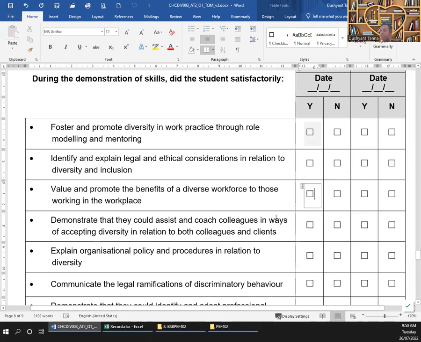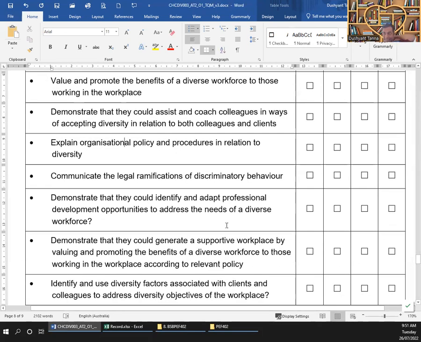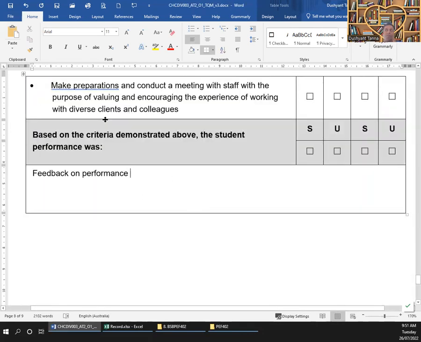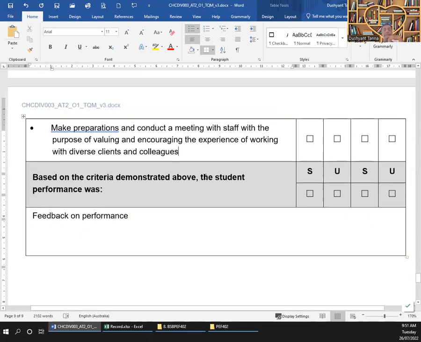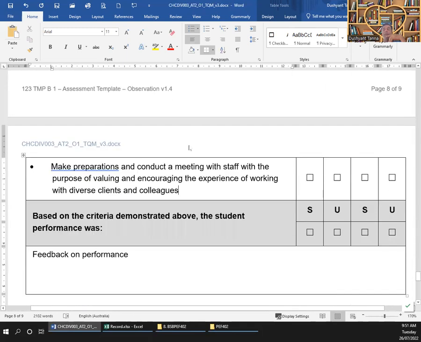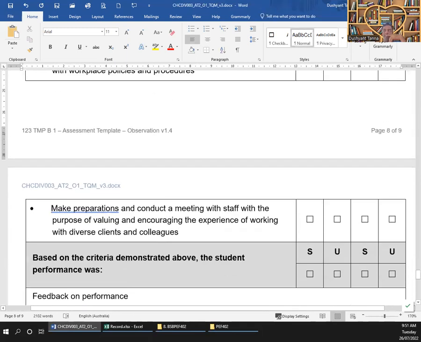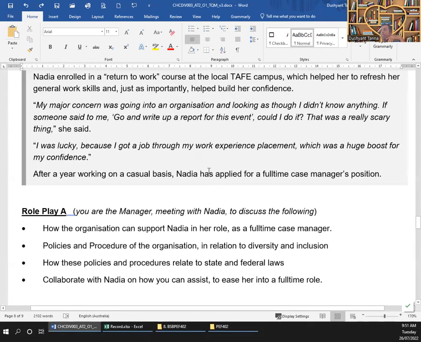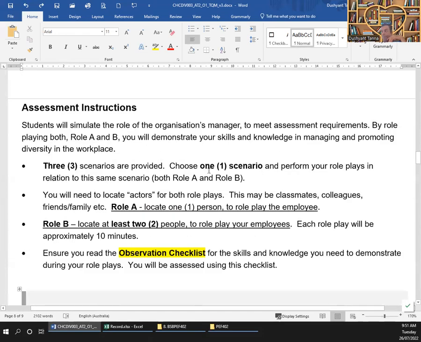Okay. Demonstrate that, as a manager, you could assist, explain policy and procedure, communicate in a legal thing, right? Demonstrate that you identify professional development and that could be good. Yeah, make preparation and conduct meetings with staff. There is some information. Make sure you cover these points during your script. So when you're writing the script, you need to ensure that these points are captured, because this is how I'll mark your work. Okay, let's go back up.